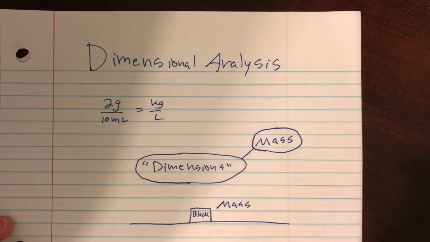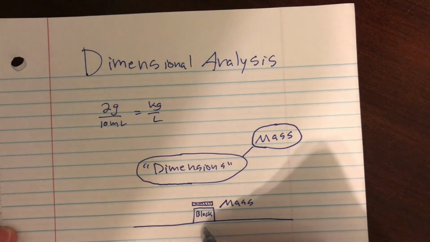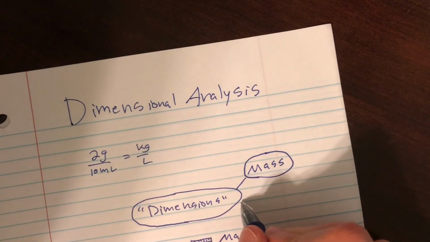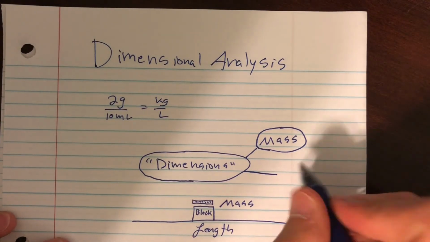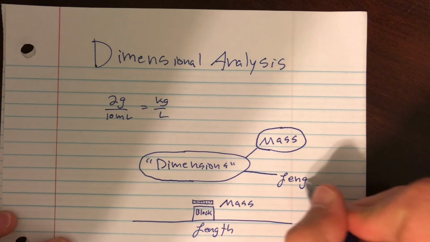The other one is that if I wanted to measure this block, I put some meter stick here, and we would say that it has some length. So that's another one of the main dimensional qualities of matter. We'll say it has length.